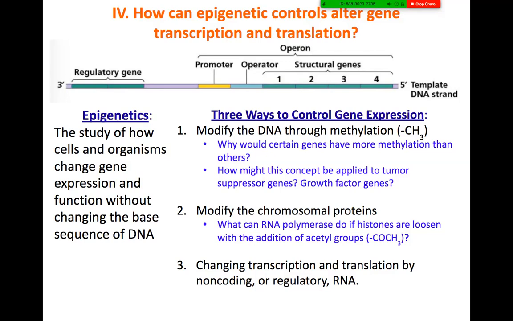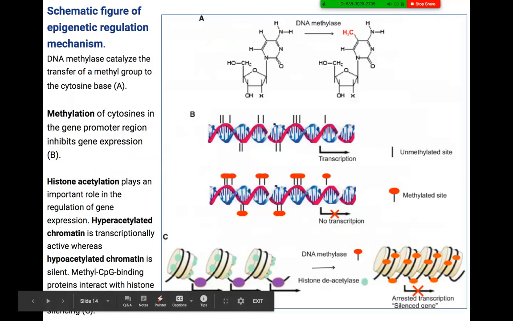Another method is changing how tightly coiled the DNA is with the presence of histones. If there are a lot more histones, then the DNA would be more tightly coiled, in which case you cannot unwind the DNA in order to read the bases that are paired together inside the double helix. And last but not least, you can also change transcription and translation with non-coding or regulatory regions of the RNA. So let's take a look at what I mean by that.